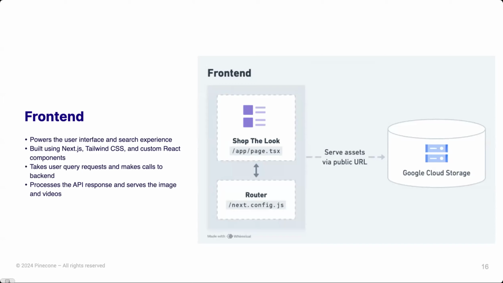What this does is it takes user query requests, which you've seen in my live demo. People are typing stuff into the search box, or dragging images or videos, and it makes these calls to our Python backend. Basically, it takes user requests, images, and videos, and sends all this data to the backend. It then processes the API response sent back by our backend, and serves images and videos using the public Google Cloud Storage URLs.